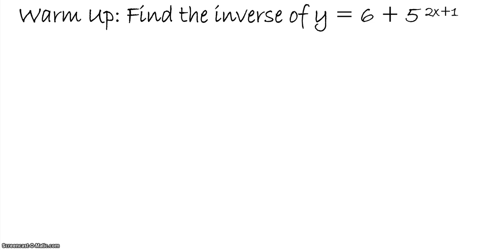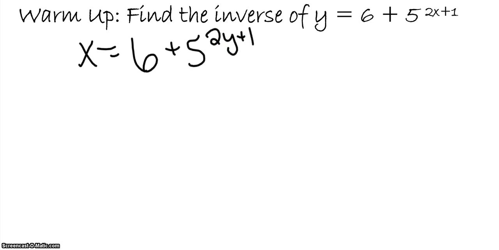So just like any other time that we're solving for an inverse, the first thing that we have to do is flip our x and our y. So we're going to get x equals 6 plus 5 to the 2y plus 1.